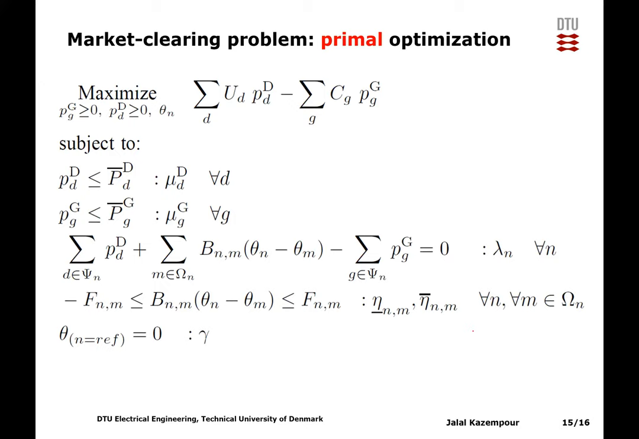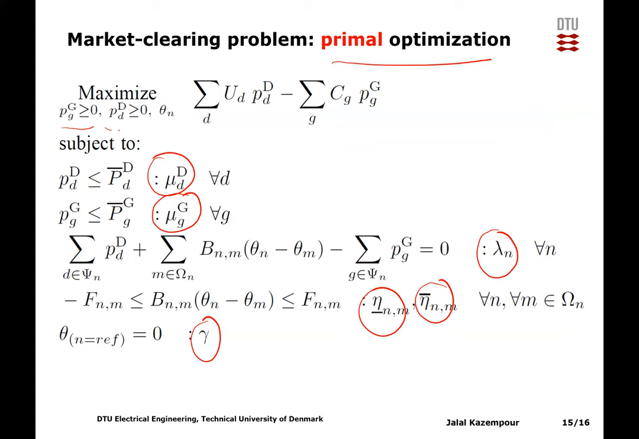So this is the problem we talked about. It's our market clearing problem. I call it the primal optimization, and it's exactly the same. The only thing is that I defined one dual variable per constraint. And for the non-negativity constraints, I impose them under the maximization operator. We will talk later, you can put them in your constraints or you can put them there. I'll explain why. But that's the only change here. So I'll call it the primal optimization problem for market clearing. And as I said, these are the LMPs, the nodal prices. Any questions so far?